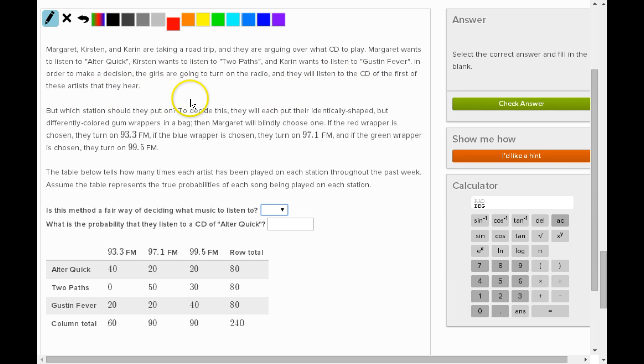They will listen to the CD of the first of these artists that they hear. Which station should they put on? To decide this, they put their identically shaped but different colored gum wrappers in a bag. Then Margaret will blindly choose one.